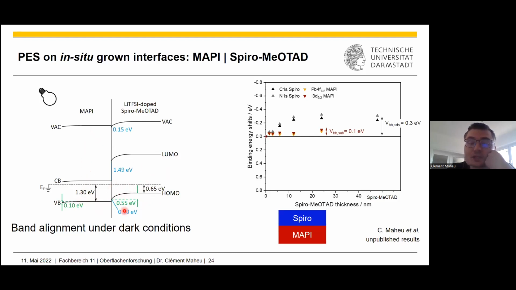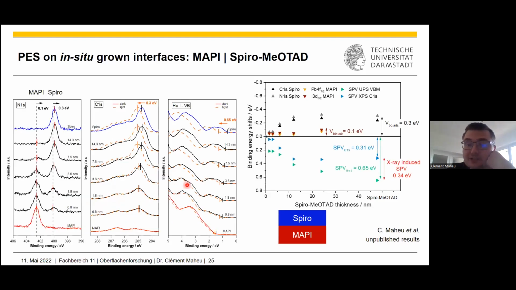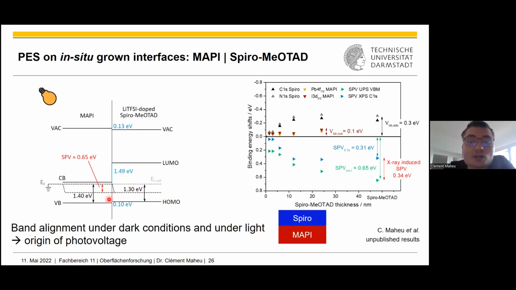So that gives you band alignment under dark condition, and you can also shine some light during your interface experiment to see the influence of light and to measure the photovoltage that you will create during your experiment. And you can see here that I observe a photovoltage with XPS of 0.3 and a higher one during UPS. But that also gives me some band diagram under light, and that shows me where the photovoltage comes from inside my material.